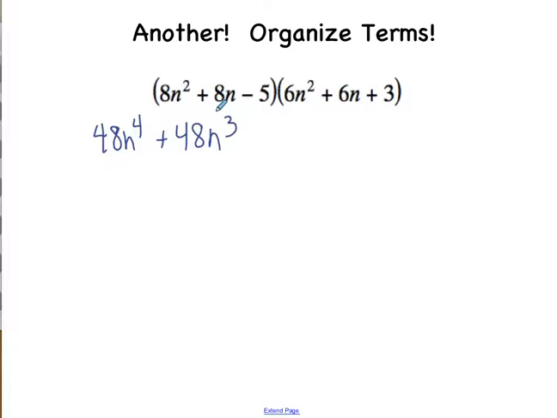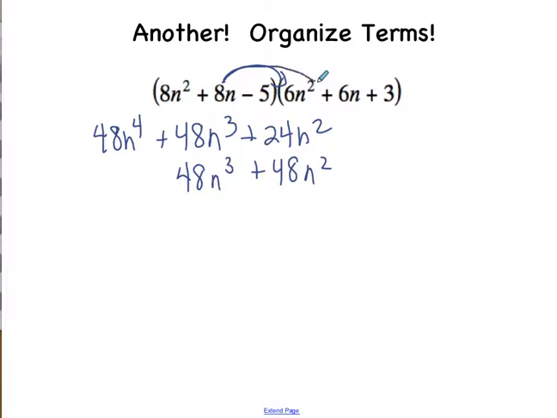Then the next thing I'm going to do is distribute the 8n squared to the 3. That's plus 24n squared. Now, next, we're going to distribute 8n to each of these terms, but I'm going to line up my like terms just like I had in the previous example. So 8n times 6n squared is going to be 48n cubed. We'll distribute the 8n to the 6n, and then we have again 48n squared.